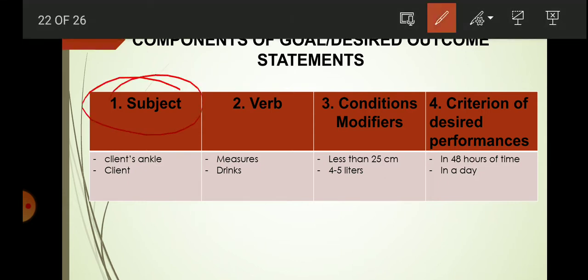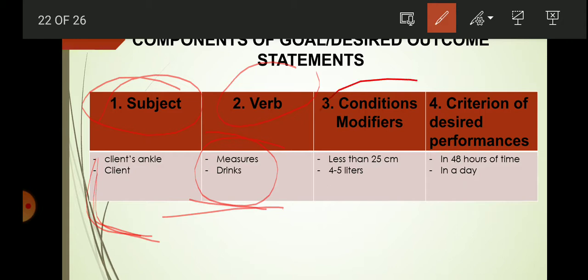Okay, here are the components of goal or desired outcome statements. The first here is subject, okay? Client. For example, within my client's 8-hour shift, my client will be able to. And then the verb, for example, will measure more than 2 pounds or have a weight gain of 2 pounds. Then condition or modifiers, such as less than 25 centimeters, 45 liters.